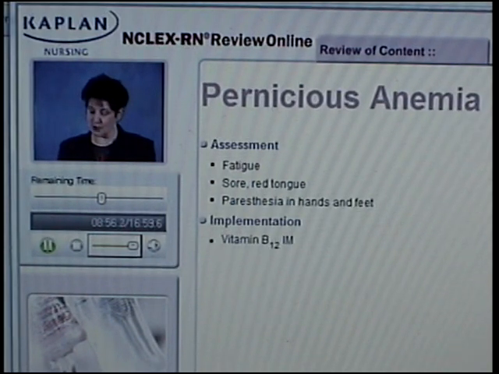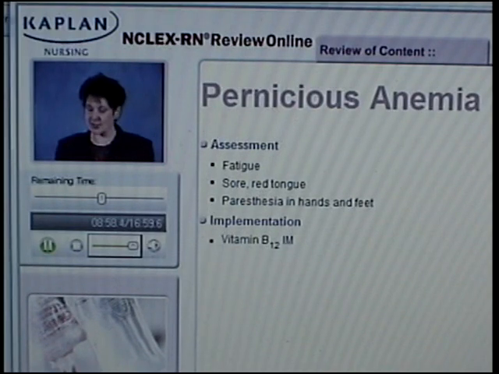Another type of anemia is called pernicious anemia. And pernicious anemia happens when the gastric mucosa fails to secrete enough of what they call the intrinsic factor so that the stomach can absorb vitamin B12. This is diagnosed by the Schilling's test, and we talked about the Schilling's test in our reduction of risk area.